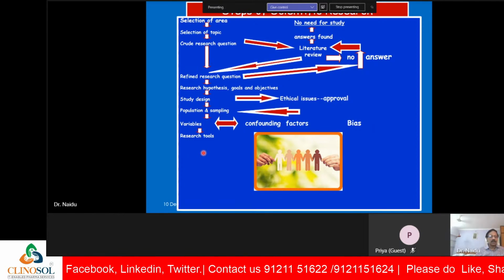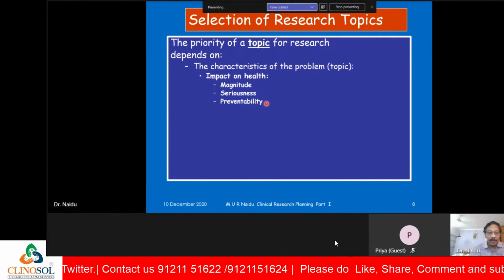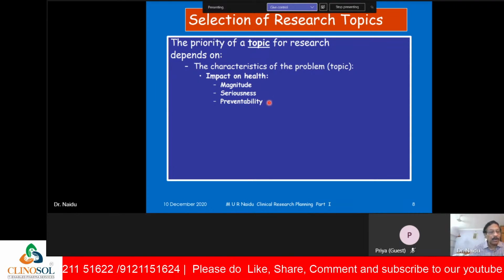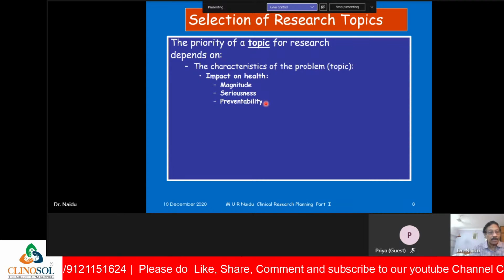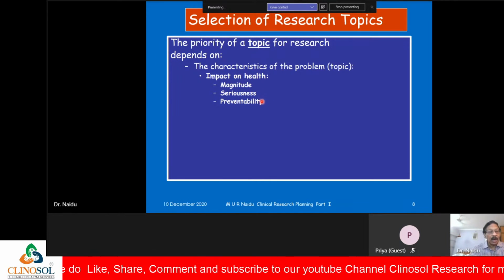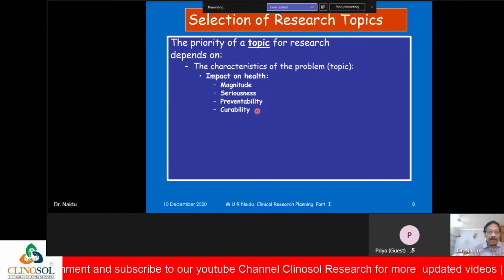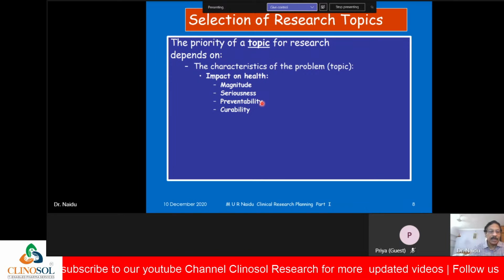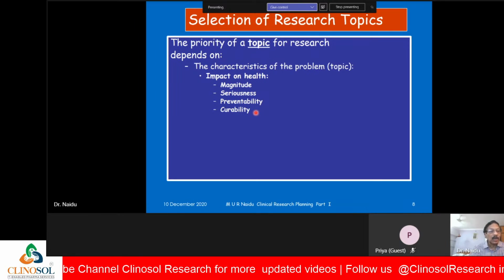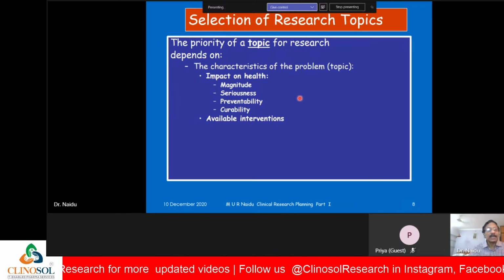Preventability. You have to really think about whether, for the particular topic you are taking, you can prevent it. The best example is that the day corona appeared, people started working on a vaccine the next day, and now we are successful in getting a vaccine. So preventability is a very important thing, and naturally, curability. Can I develop a drug? I am developing a vaccine to prevent, but people will still get the disease. So can I use a drug, or can I do a study on a particular topic to cure a particular disease?